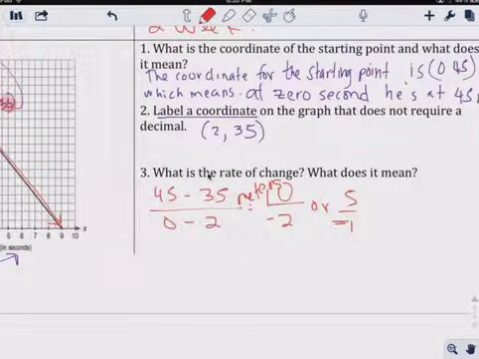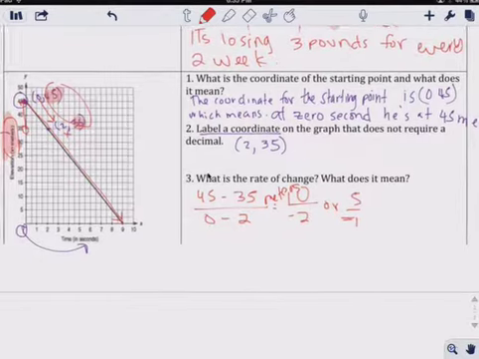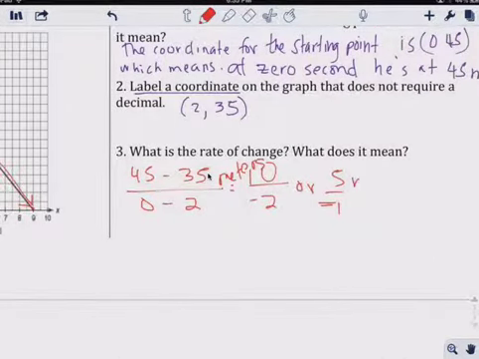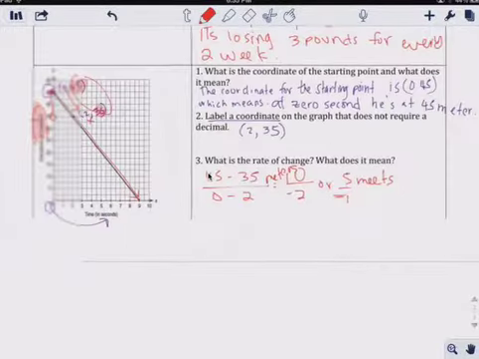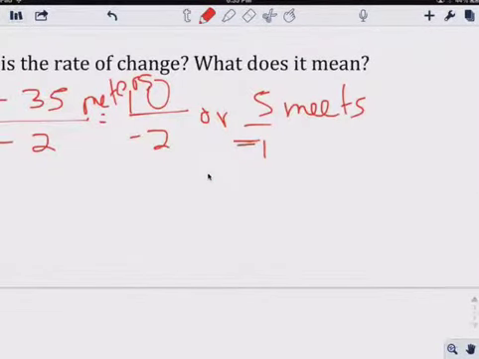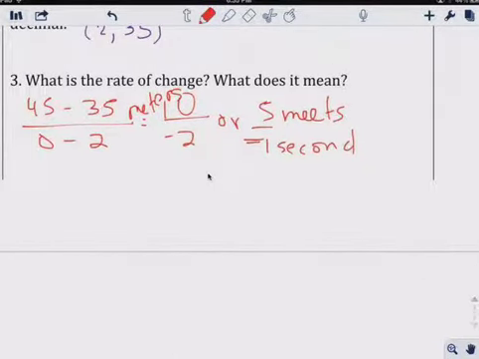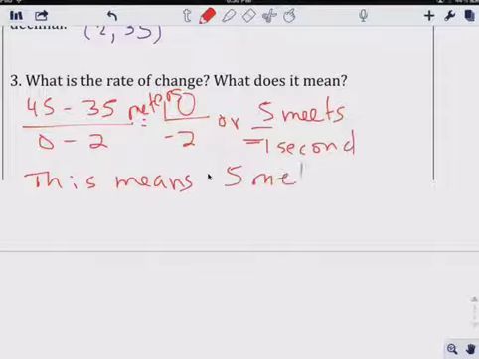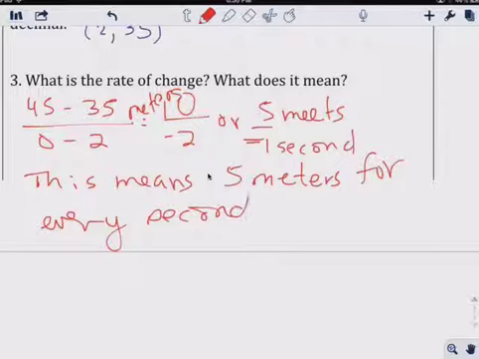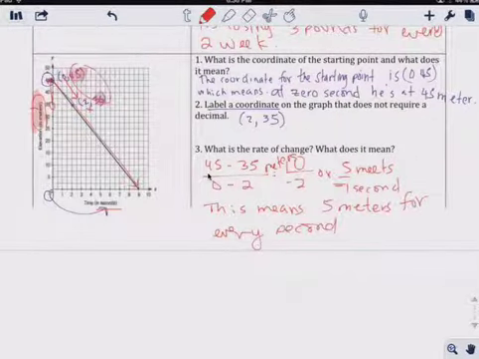Okay, so it means 5 meters for every second. So this means 5 meters for every second.